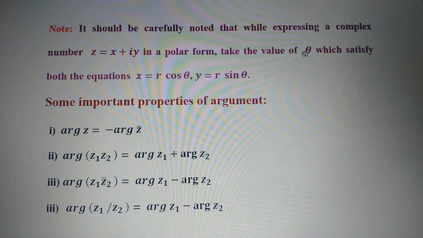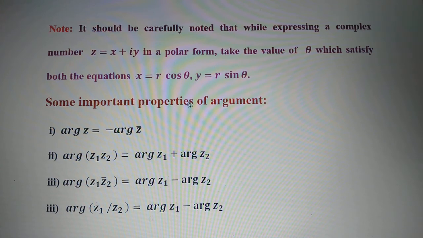Take the value of theta which satisfies both the equations, x equals r cos theta and y equals r sin theta. You have to find the value of theta that satisfies both these equations. We will see how theta and r are to be obtained in the examples later on.